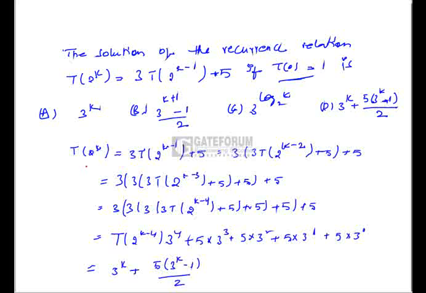If we expand the given recurrence relation, we would be getting t of 2 power k as 3 power k into t of 0 plus 5 into 3 power k minus 1 plus 5 into 3 power k minus 2, and so on, down to 5 into 3 plus 5 into 3 power 0. So if we solve this, we would be getting the solution as 3 power k plus 5 into (3 power k minus 1) by 2. So here the correct option is option D.